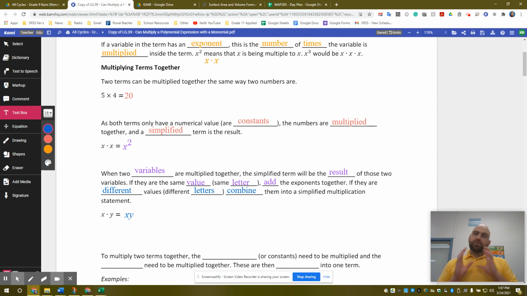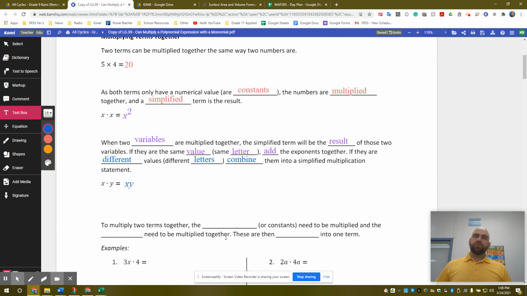Okay, so if we see two variables multiplied together and they're different, then we just pop them together. If they are the same, we can then add the exponents. We might even see some where we have different combinations of those two as well.